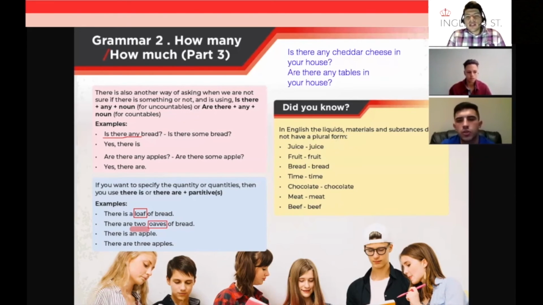Okay. Perfecto. In English, the liquids, materials, and substances do not have a plural form. Bueno, básicamente esto solo es un did you know, es una observación. Es decir, que todos son uncountables. Ejemplos, juice, fruit, bread, time, chocolate, meat, beef y muchos más. Todos estos son uncountables, no tienen una forma plural. Okay. ¿Ok? De hecho, aquí, bueno, intentan imitar la forma plural, que básicamente es la misma palabra y por eso está ahí. Pero como les decía, lo ideal es estudiarlas más a fondo.